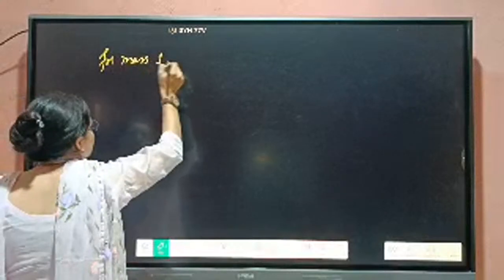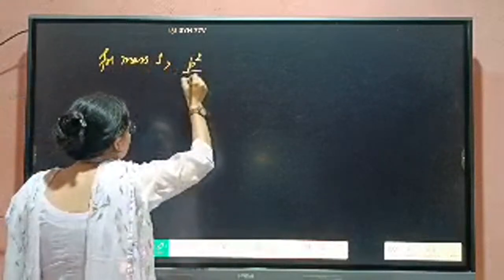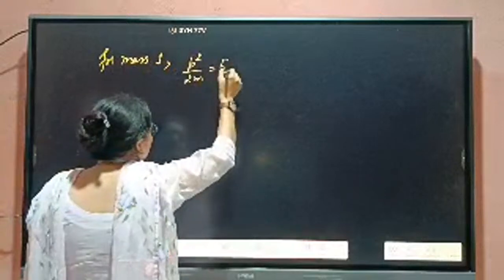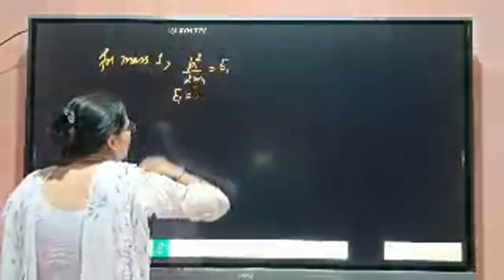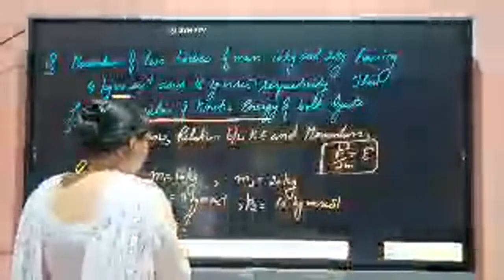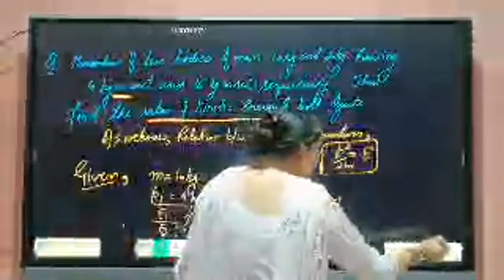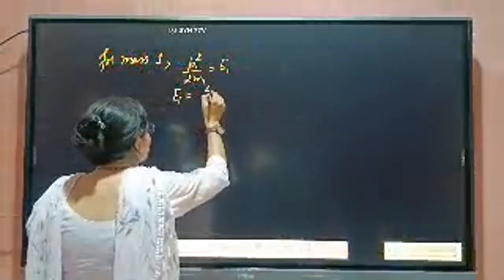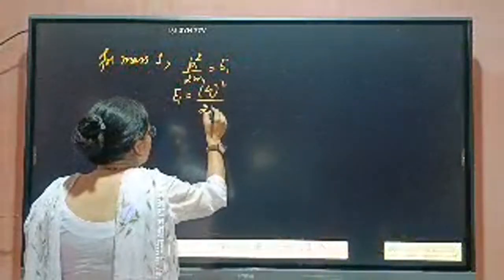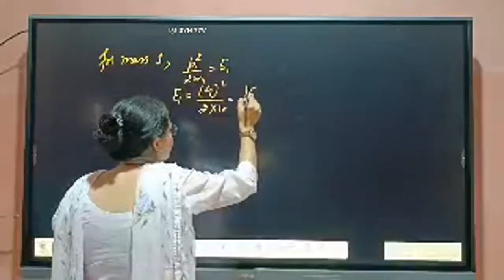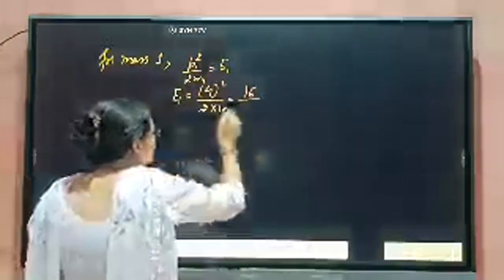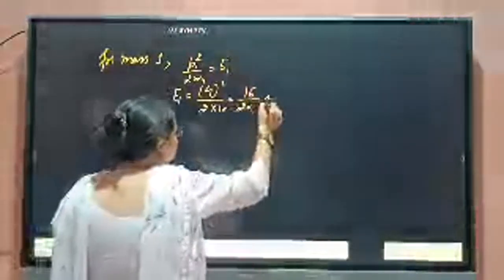So using this, for mass 1, for the first mass we will find p square by 2m, equal to our energy E1. So E1 we can write as p1 square by 2 m1. The first object's momentum is given, p1 is equal to 4 and m1 is equal to 10. So E1 equal to 4 square divided by 2 into 10. Here we can write 4 4 16, then 20, this one joule.